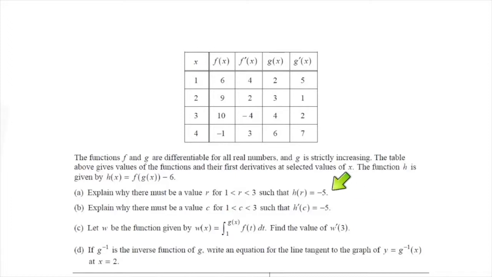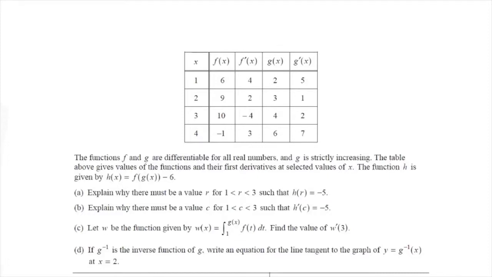Whenever we're trying to prove that a value exists, now whenever calculus uses the word value, it's talking about the result of a function, so we normally call it the y value. If we're trying to show that a y value exists, we can only do that as long as the function we're looking at is continuous. Since f and g are differentiable, they're also continuous, because you can't be differentiable unless you're continuous. So we need to see what the value of h is at 1 and 3. What we're trying to do is show that -5 has to exist.